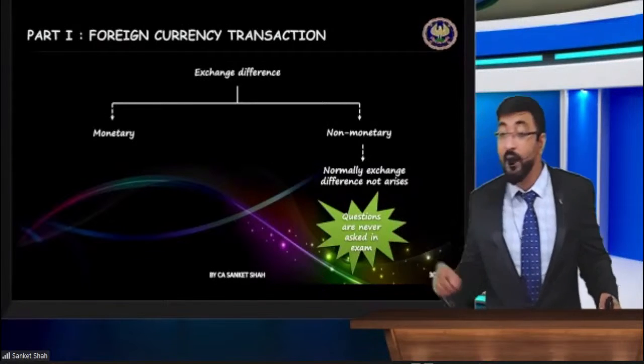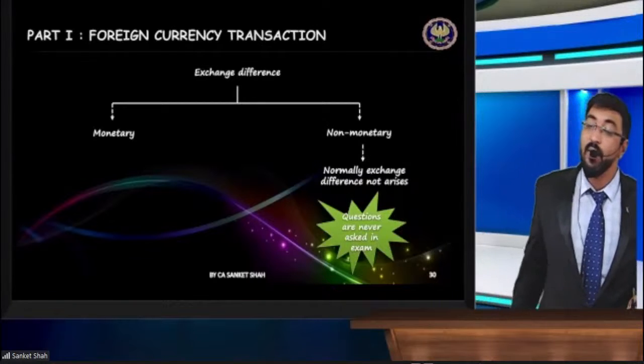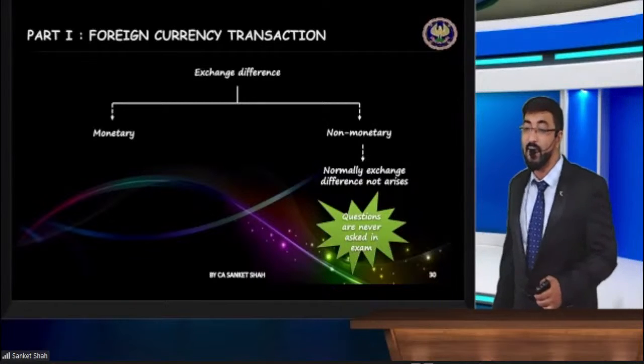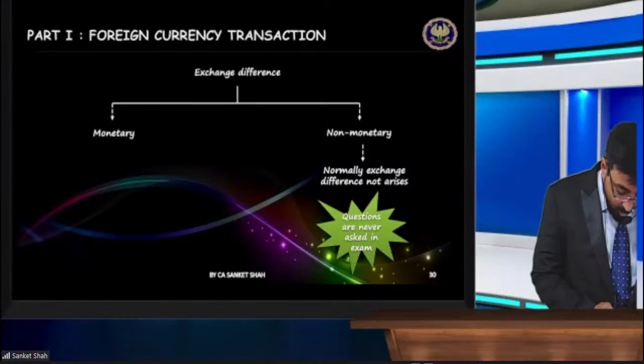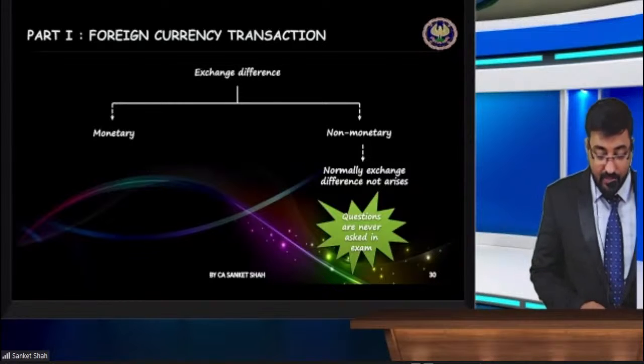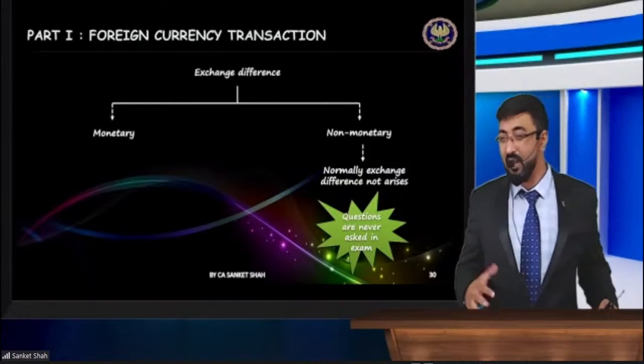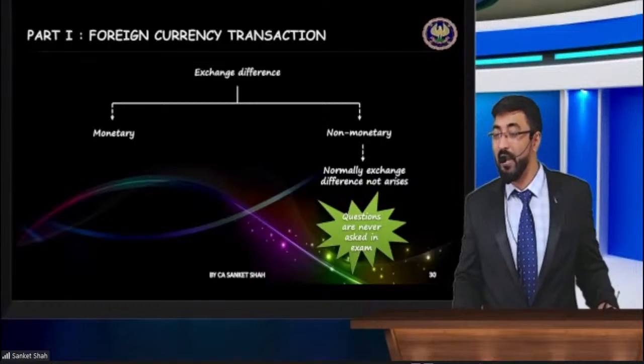You can refer to monetary and non-monetary items. For non-monetary items, exchange difference normally does not arise and is never asked in the exam. So write down non-monetary items. They will not ask in the exam. But I will just complete this para 46A.